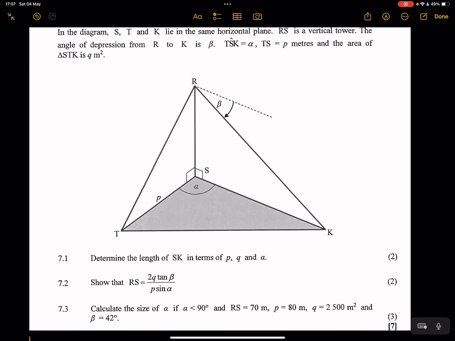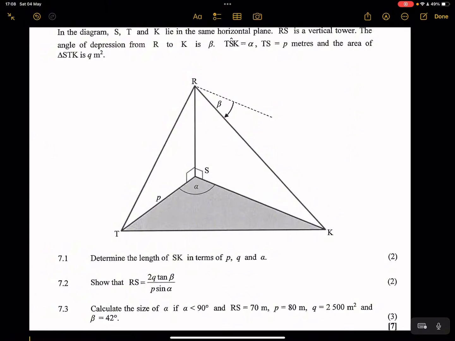It says in the diagram, S, T, and K lie in the same horizontal plane. They say RS is a vertical tower. The angle of depression from R to K is beta and TSK is alpha. TS is P meters and the area of triangle STK is Q meters squared. Now they say determine the length of SK in terms of P, Q, and alpha.